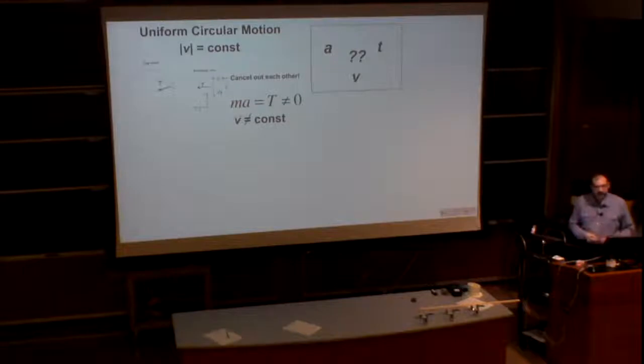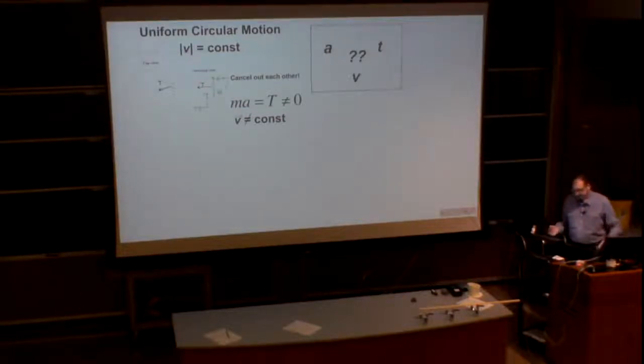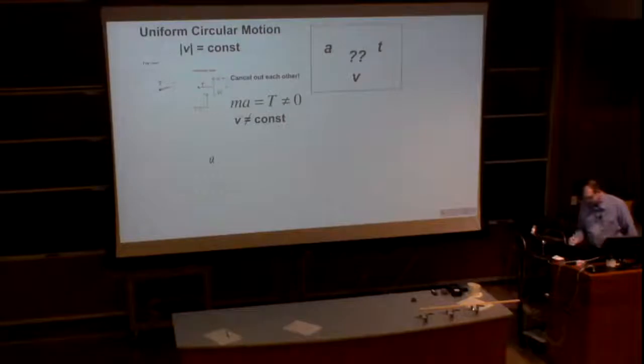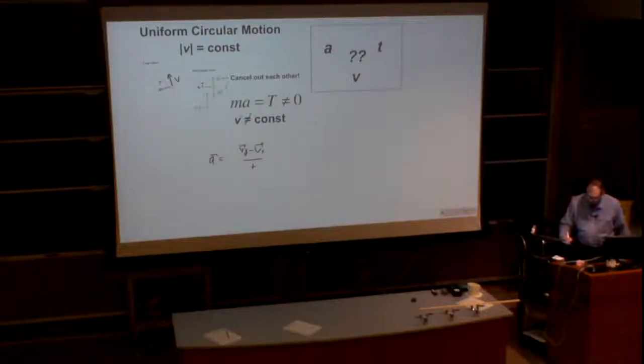is not zero. Now, we know from the past that acceleration should be related to something else: time, velocity, some features of trajectory. So how do we calculate acceleration? Well, we can start from average acceleration: velocity final minus velocity initial divided by time. So at this instant, velocity points like this. In half of a second or something, velocity points like that.